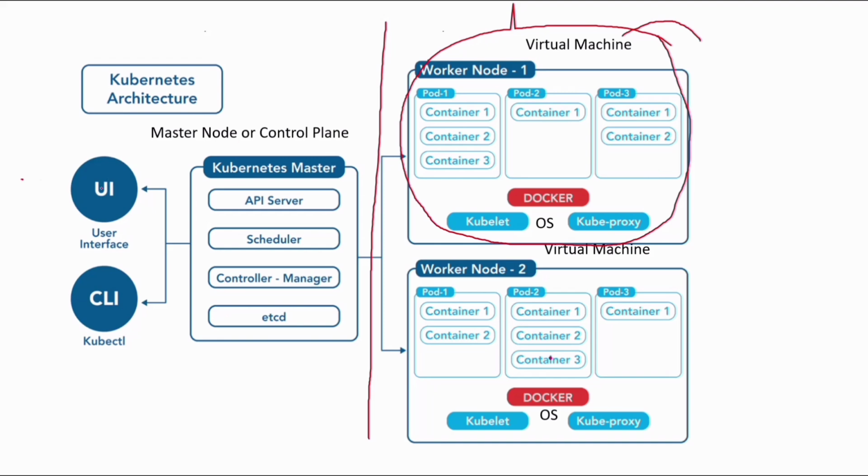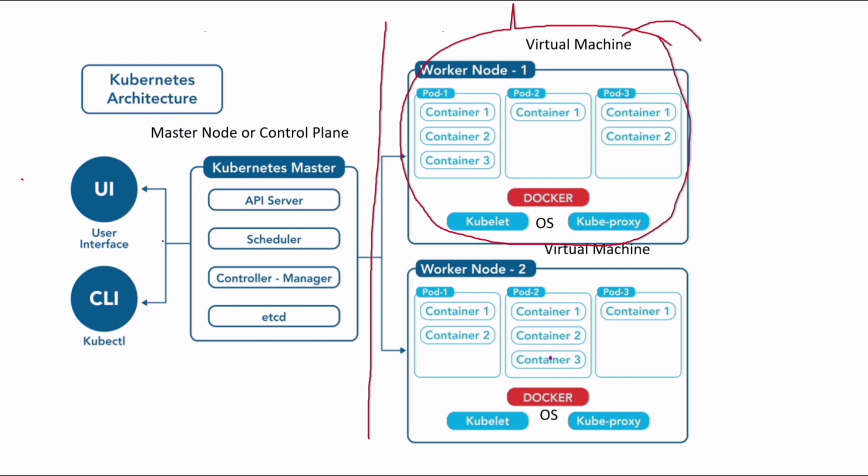The first is the user interface. It is nothing but the console. The next is kubectl. This is the command used to interact with the worker node. For example, in Docker we use the docker images command, right? It will list out every image. In the same way, when we need to see the list of pods, we use kubectl get pods.